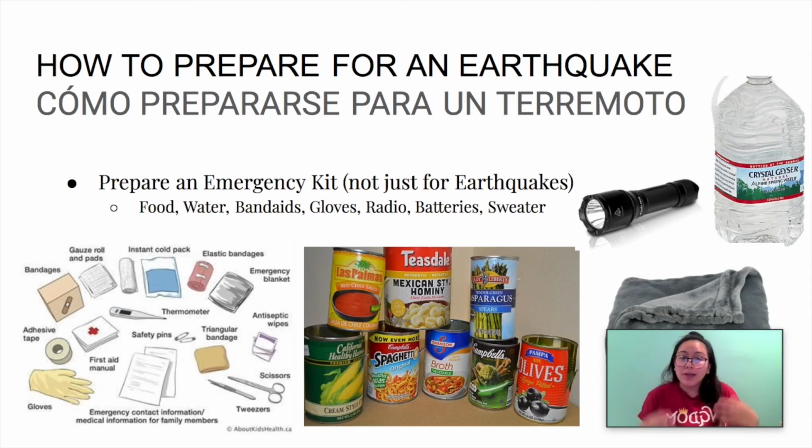So on top of what you learn at school, like ducking under your desk or something strong, it's also important to prepare some type of kit for you and your family at home. This kit should include things like food, water, band-aids, first aid materials, gloves, a radio, extra batteries, blankets, etc. It's also good to put in some canned foods because they last a really long time and you don't need to cook them.